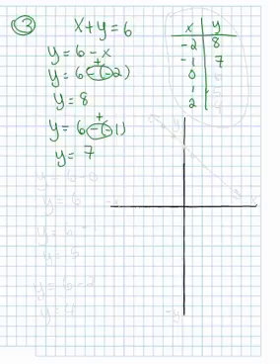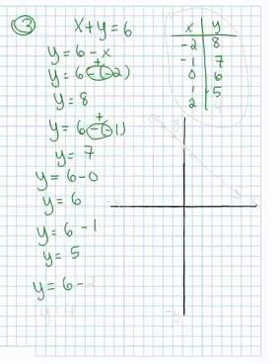So my next one would be y equals 6 minus 0. So my answer is 6. Put 6 up. Y equals 6 minus 1, so y is 5. And last but not least, y equals 6 minus 2, so y equals 4. Now you need to graph these.